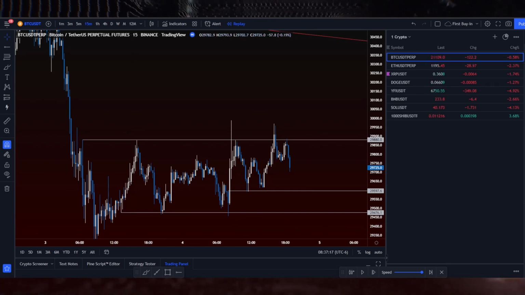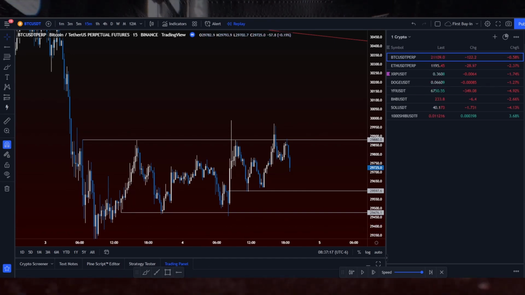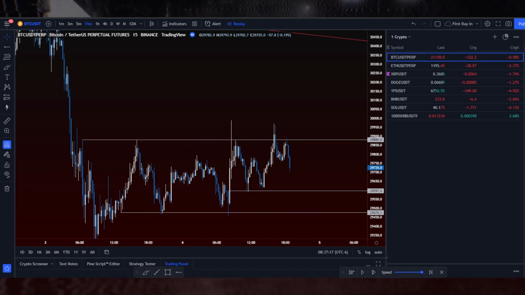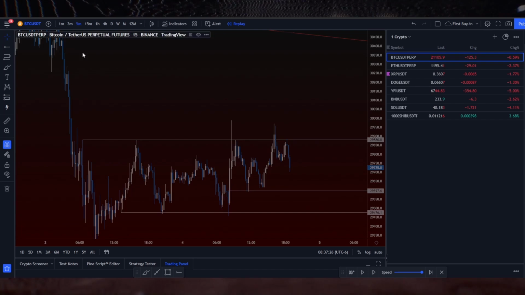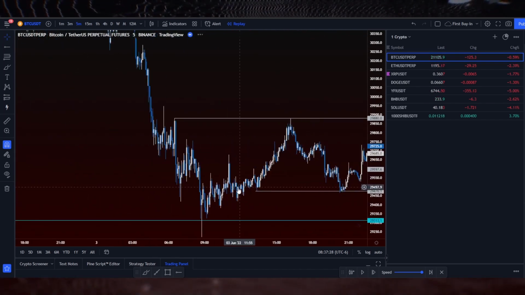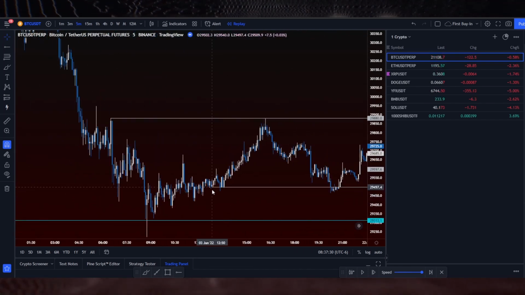How did you put it in Discord? Move 2 candles to the left on the 5-minute from where you had it. Did I miss one? I don't think so, did I? No, there's nothing there.